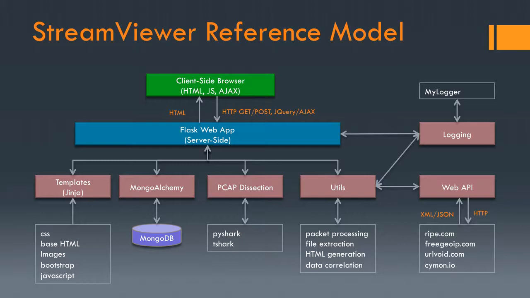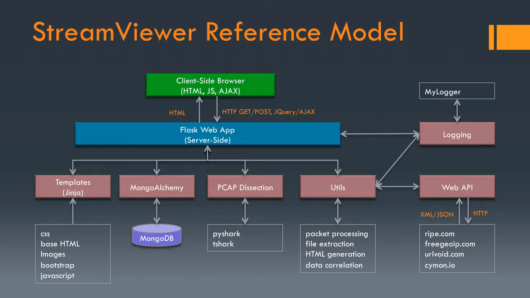So here's kind of an overview of the reference model for StreamViewer. It's a browser-based app. So on the client side, there's the browser. In my case, I used Google Chrome. The server side is implemented entirely in Python, and I've used the Flask micro framework as the web application framework. So essentially, Flask provides a collection of utilities and tools to turn a normal app into a web app.